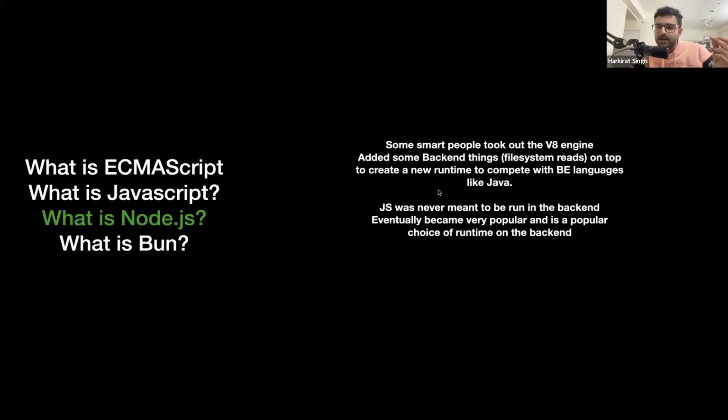It means something that can run JavaScript, something that can compile JavaScript and also provides you a bunch of extra things. Very important sort of interview question. Is Node.js a language? No. JavaScript is a language. Node.js is a runtime to compete with backend languages like Java. Not really compete, but I just put it there.